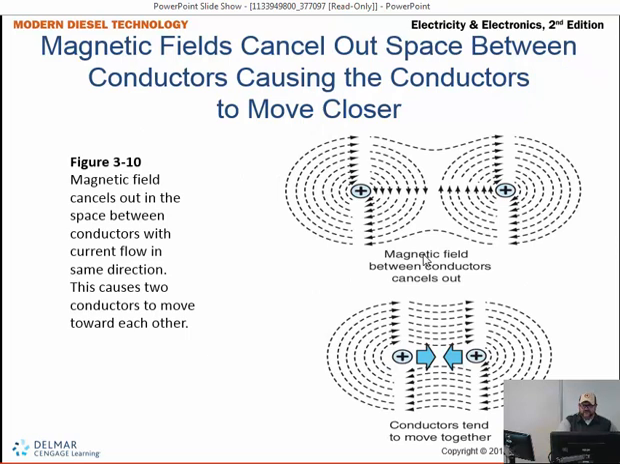All right, magnetic fields cancel out the space between conductors, causing the conductors to move closer. So magnetic fields cancel out, so as you see up here, and then as they close together. So with the current flow in the same direction, this causes the two to move towards each other, and then the conductors will move together. Basically, just because the current is flowing in the same direction, the magnetic lines of force are both in the same direction, right?